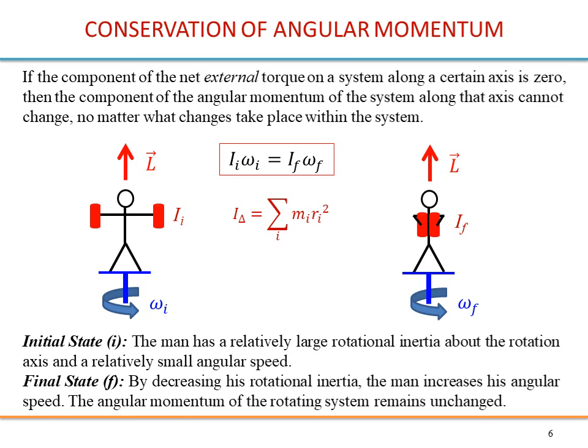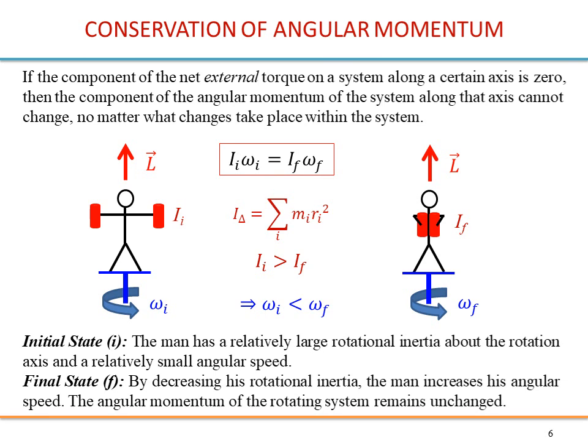So which one is smaller? Is it I initial or I final? These masses are very far away, so this is large. In this case, very close to the axis, so this is small. So I initial is greater than I final. And because of this, of course, we have the final angular velocity greater than the initial.